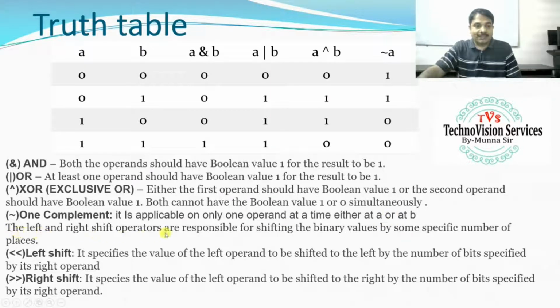The left shift and right shift operators are responsible for shifting binary values by some specific number of places. Bitwise left shift specifies that the value of the left operand is to be shifted to the left by the number of bits specified by its right operand. Similarly, the bitwise right shift operator specifies that the value of the left operand is to be shifted right by the number of bits specified by its right operand. We will see each and every concept through theory and practical. Right now we are just discussing the basic things.